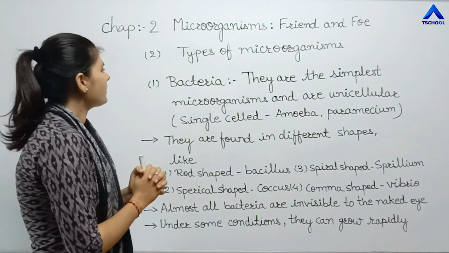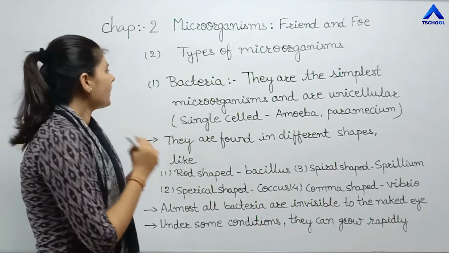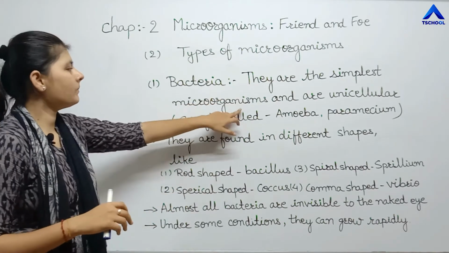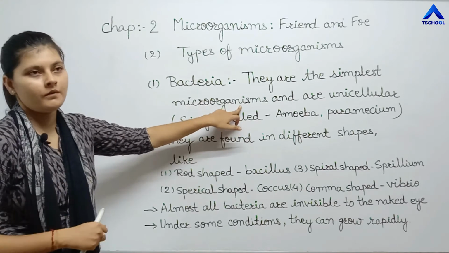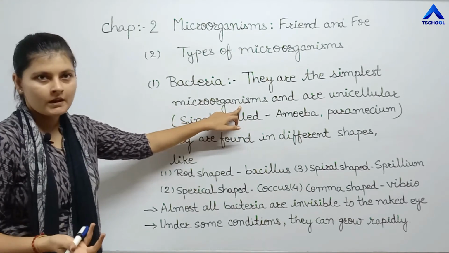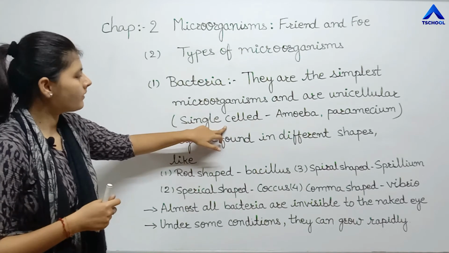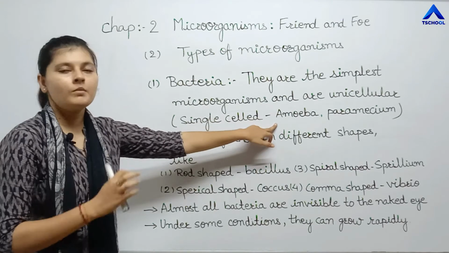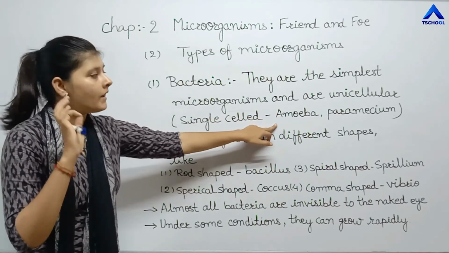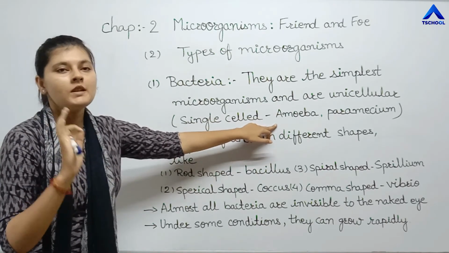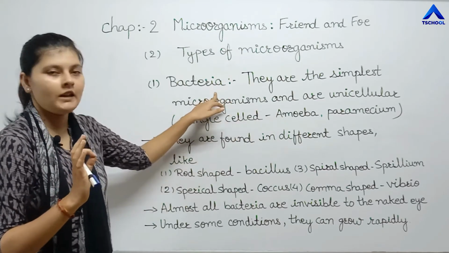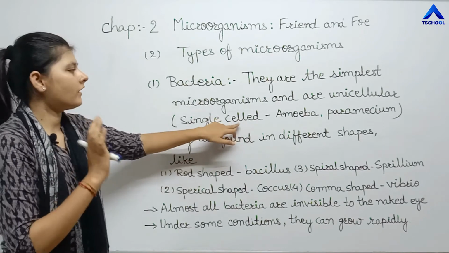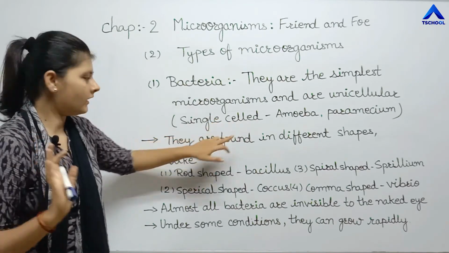Okay, so now we are discussing the first type of microorganism, that is bacteria. So bacteria, they are the simplest microorganism and they are unicellular, right. So you think, what is unicellular? So unicellular means that they have a single cell, and the examples are amoeba and paramecium. Amoeba and paramecium are the examples of unicellular. They are not the examples of bacteria, right. They are just the examples of unicellular. It means that amoeba and paramecium have a single cell.